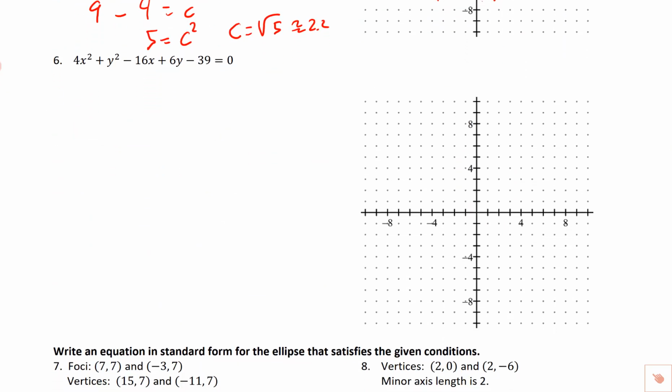On number 6 here, this is not in a graph-friendly form, but you can tell that this is an ellipse because we've got 2 squared variables on the same side. They're both positive, but they have different coefficients, different size coefficients. So we're going to make some room to complete the square.